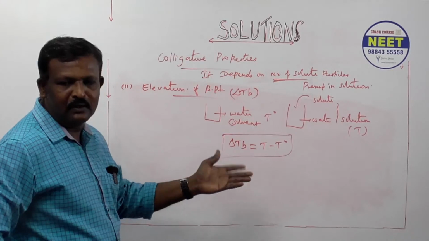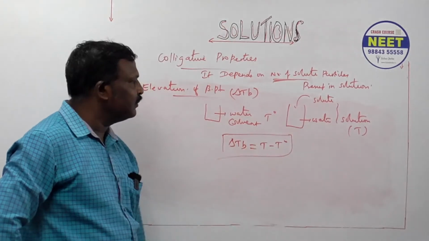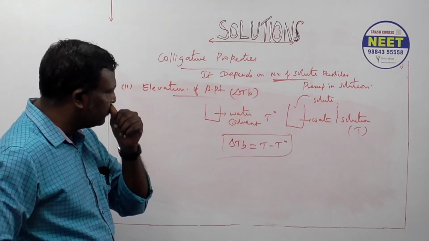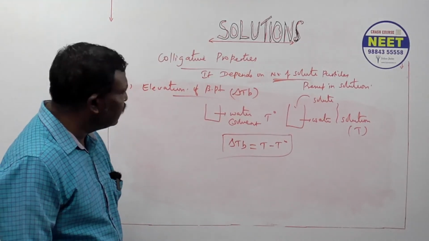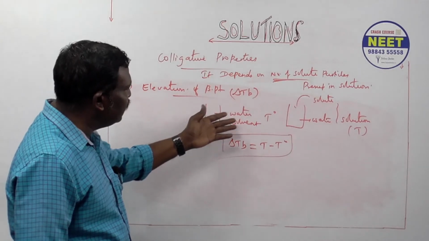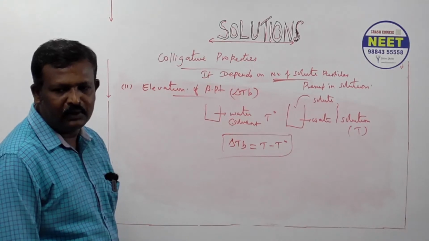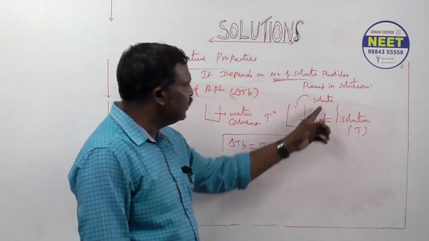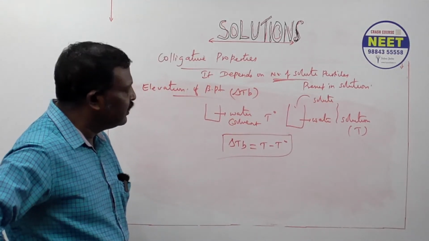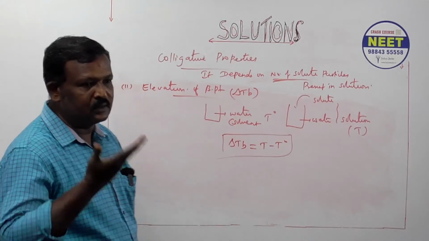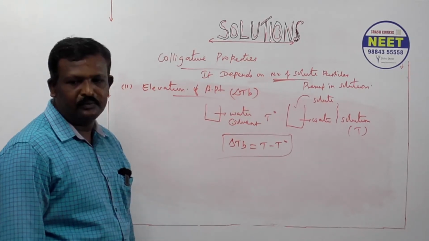A picture gives more explanation than a statement, isn't it? So if you see this picture, you can understand. Now, when we add solute to solvent, the boiling point increases. So it is called elevation of boiling point.